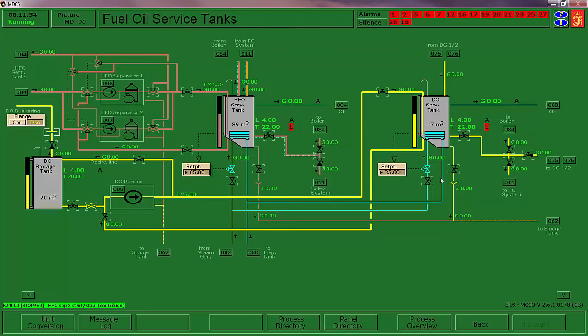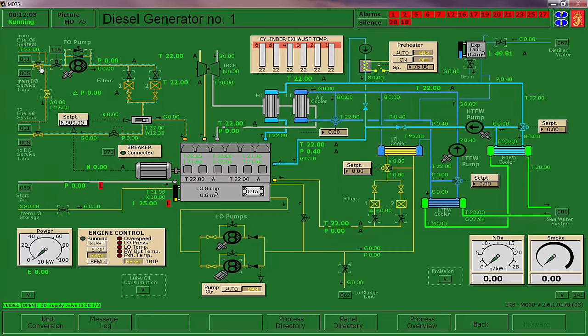We'll go to the fuel oil service tanks. It has to come off the diesel oil service tank, and that's the supply to the generators. Make sure that the generator is lined up for diesel. The yellow line is diesel oil. We don't have any heat to be able to use residual fuel, so that's not an option at this point.